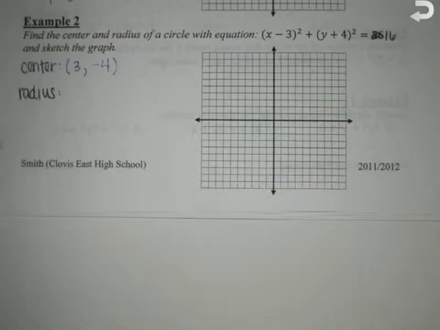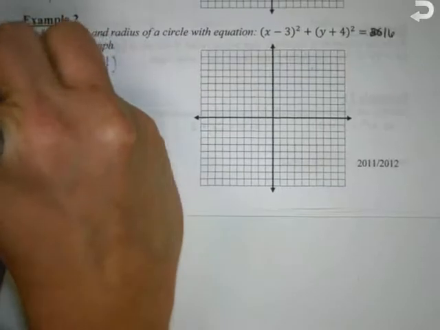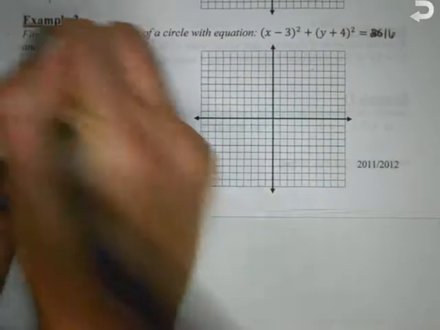Okay, 16 is r squared, so r squared equals 16. So what does r equal? 4. R equals 4. So my radius is 4.